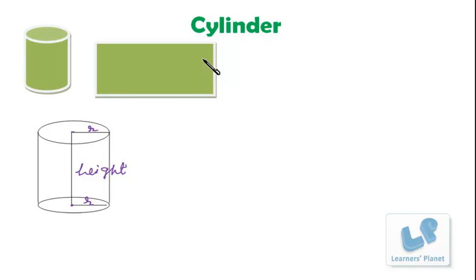Now suppose this is a rectangle. If I roll it, I'll get a cylinder, but that will be a hollow cylinder. Hollow cylinder means you can see through. So how do we calculate the area of a hollow cylinder? See, this is the length and this is the breadth of a rectangle. Now if you roll this rectangle, this length will be converted to a circular shape, isn't it? So this L is nothing but 2 pi r.